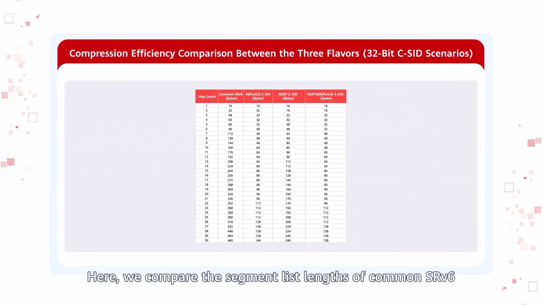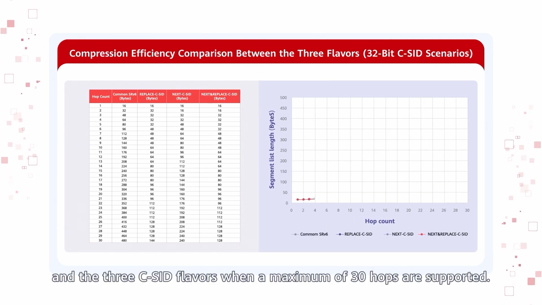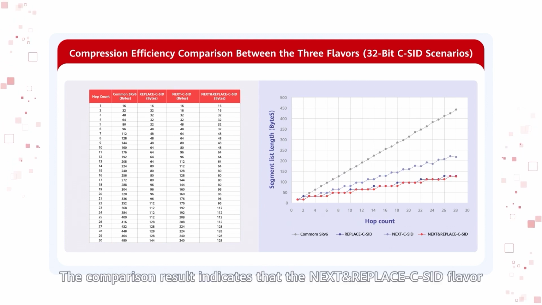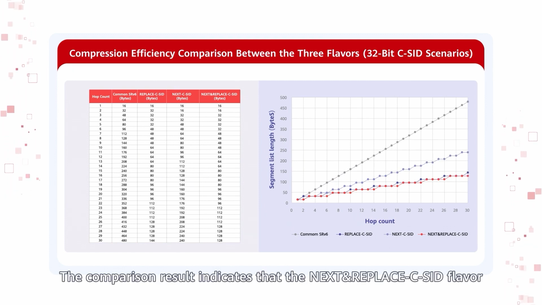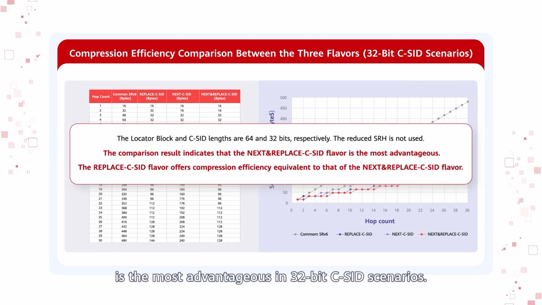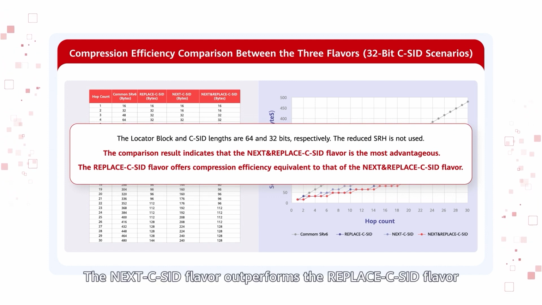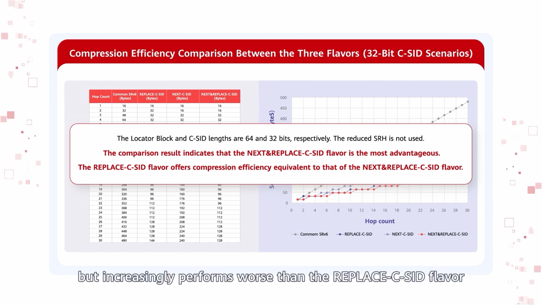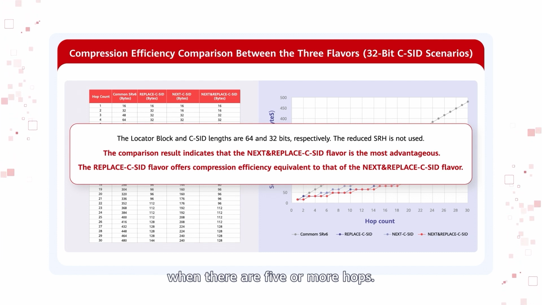Here, we compare the segment list lengths of common SRv6 and the 3 C-SID flavors when a maximum of 30 hops are supported. The comparison result indicates that the next and replace C-SID flavor is the most advantageous in 32-bit C-SID scenarios. The next C-SID flavor outperforms the replace C-SID flavor when there are 2 or fewer hops, but increasingly performs worse than the replace C-SID flavor when there are 5 or more hops.